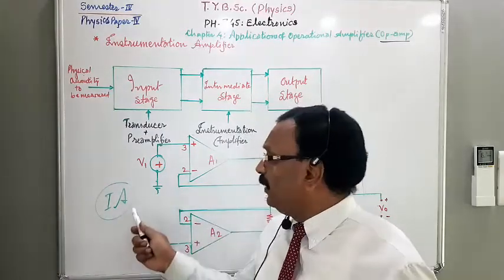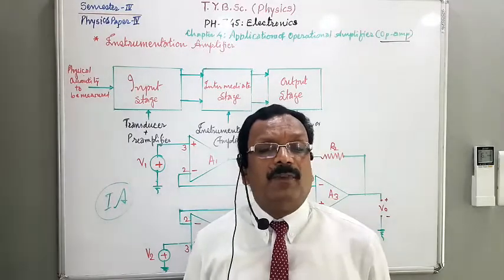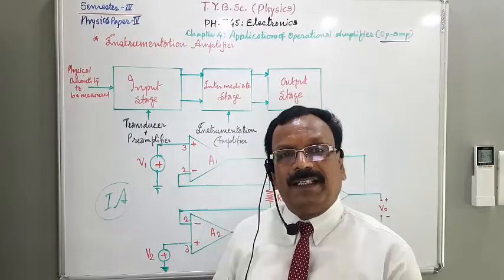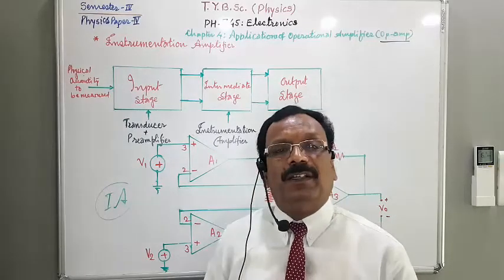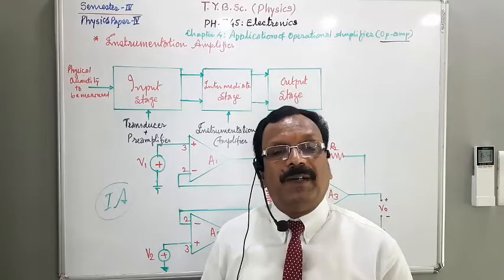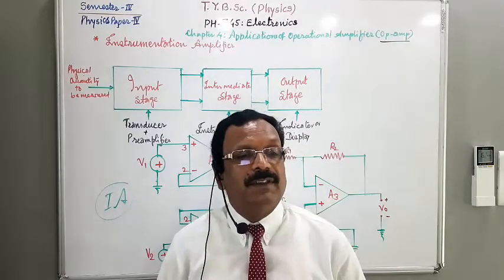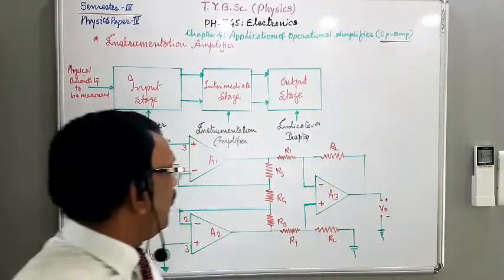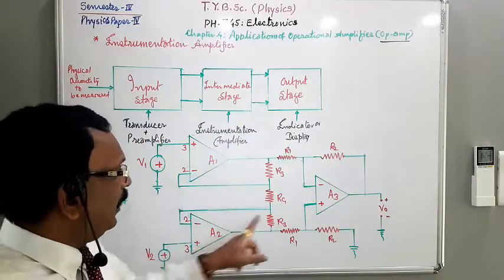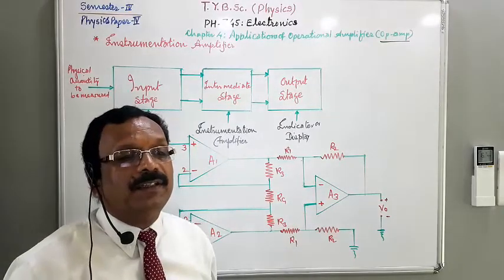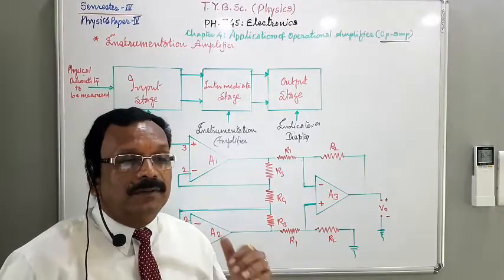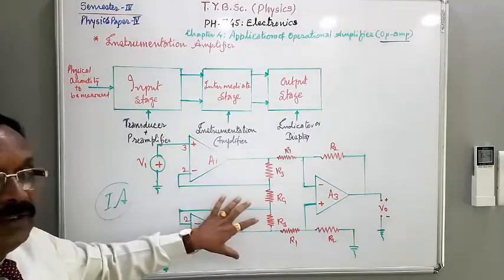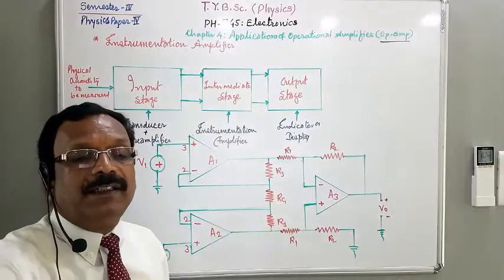This instrumentation amplifier, that is IA, is sometimes called a data amplifier, which amplifies the data supplied by the consumer or by the user. See the construction: 3 op-amps, op-amp 1, 2 and 3. The 3 op-amp instrumentation amplifier is shown in this figure.